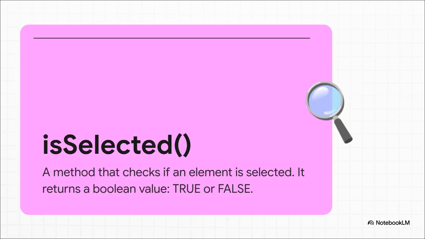And luckily for us, Selenium gives us the perfect tool for this job, the .isSelected method. Now, when you use this on an element, it doesn't do anything. Instead, it just asks a simple question. Hey, are you selected? And it gives you a straight answer back, true or false. It's a really clean, direct way to check the state of any radio button.